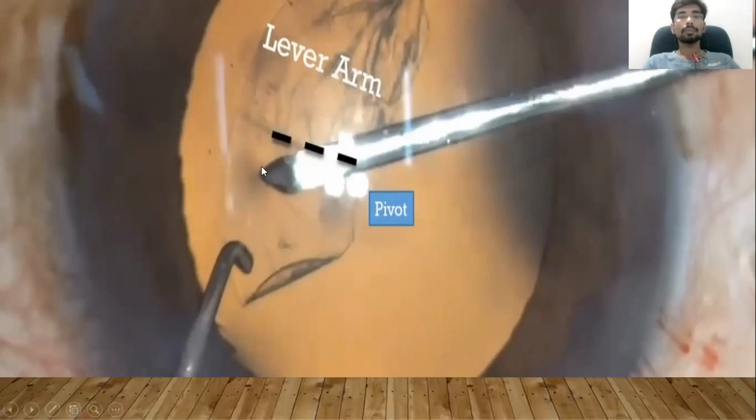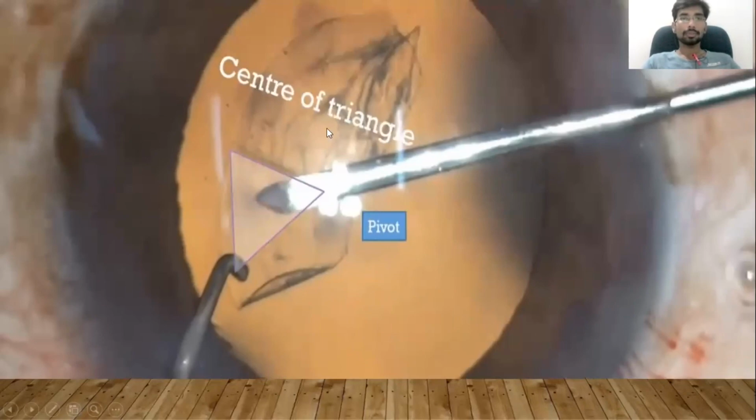So here we will hold the cystitome needle. Another way to hold the cystitome needle in position is, remember a triangle here. Imagine a triangle here and hold the center of the triangle with the cystitome. This is pivot, this is anterior, this is flap 2/3, 1/3 junction.